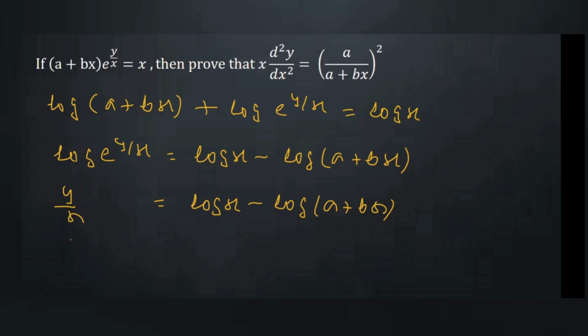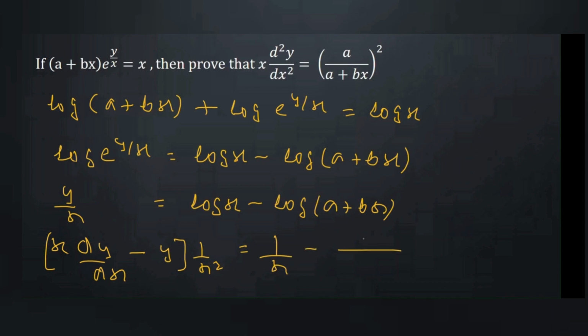Now we are going to differentiate both sides with respect to x. So y differentiation is dy by dx. By applying quotient rule, it is x times dy over dx minus x differentiation, which is 1, and y as it is, that whole divided by x square. On the other side, log x differentiation is 1 by x. And from here, we get 1 over (a plus bx) by the property of log differentiation, and by chain rule a plus bx differentiation is what? b.